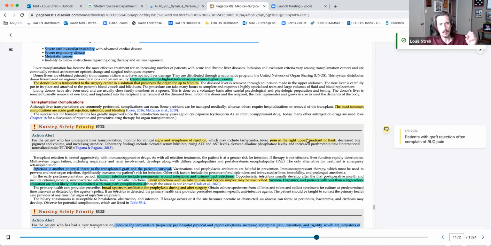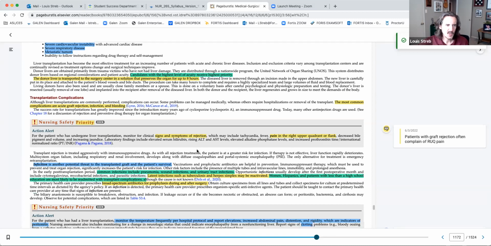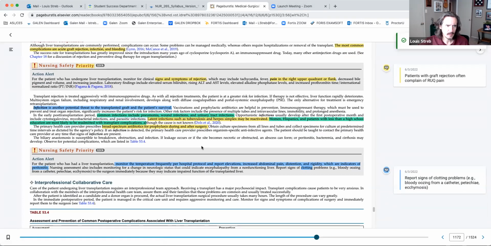Why is it painful? Why is it being rejected? Because of the immune response. When the immune system starts taking over, it causes an influx of fluid and white blood cells, right? It causes the inflammatory response. As inflammation happens, pain ensues. That's why patients with a graft rejection often complain of right upper quadrant pain. It's kind of cool to think about, not the actual person, but what we as nurses need to be on the lookout for. All right, so I just want you to be very, very aware of what that looks like.